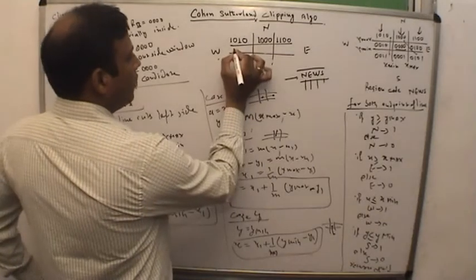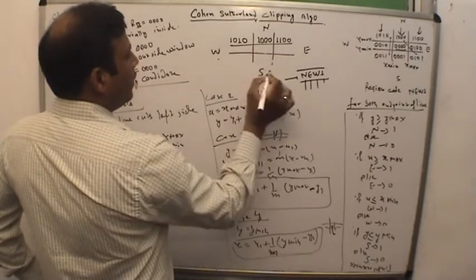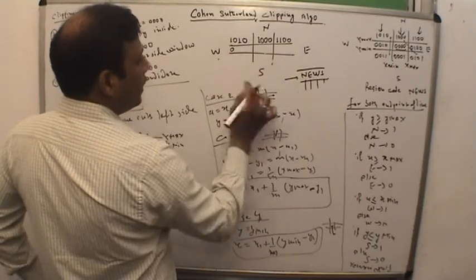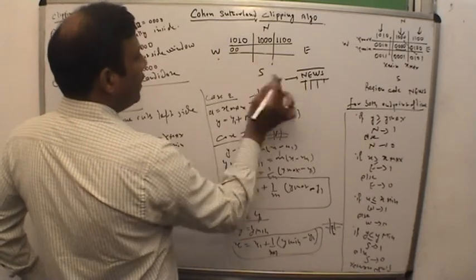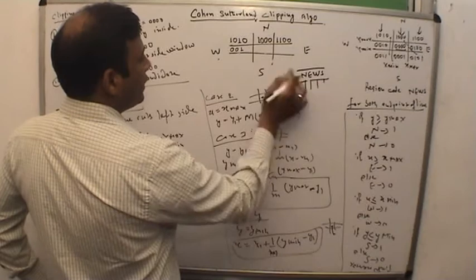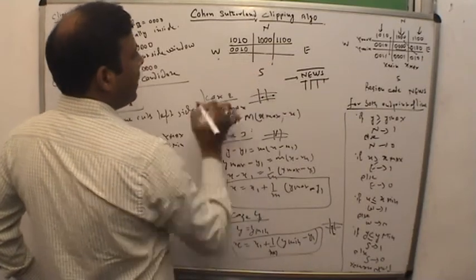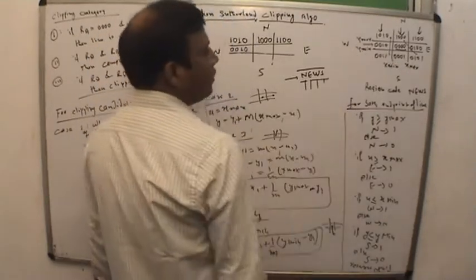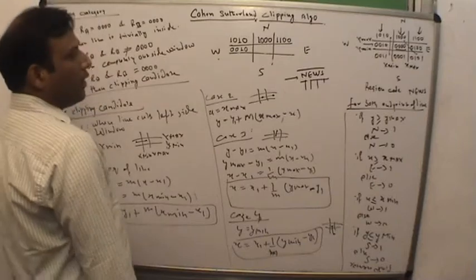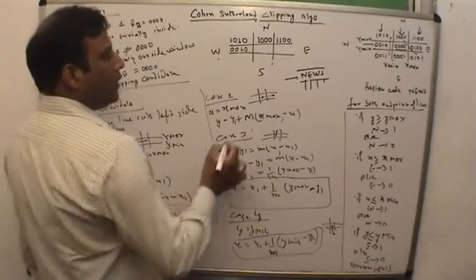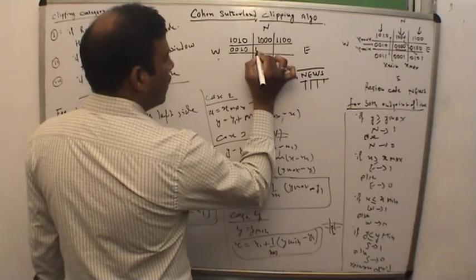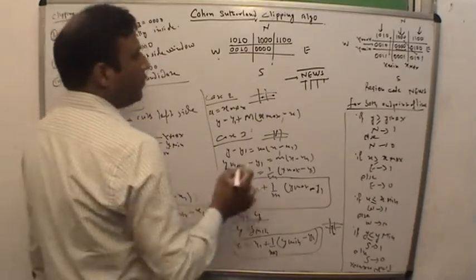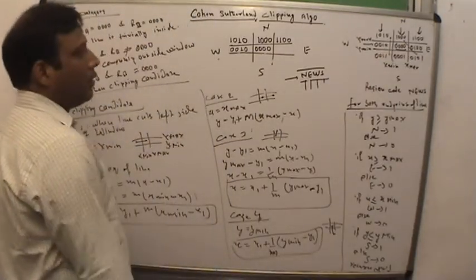Now we set the value of this box according to this. Is this north? No. Is this east? No. Is this west? Yes. Is this south? No. So we get the value 0010. Now we set the value of this box. This is north, no, east, no, west, no, and south, no. So we get the value 0000.